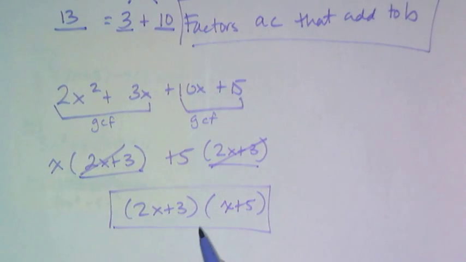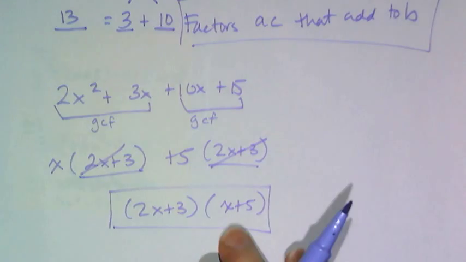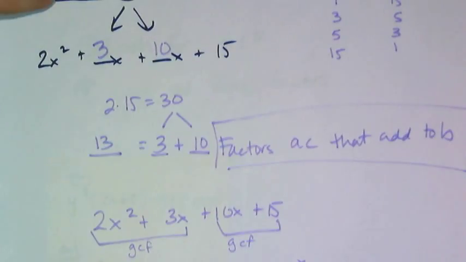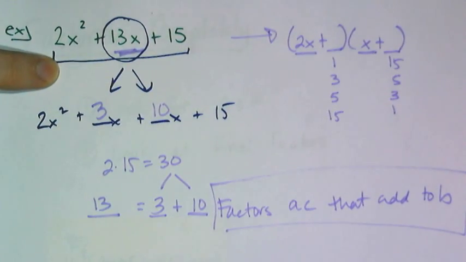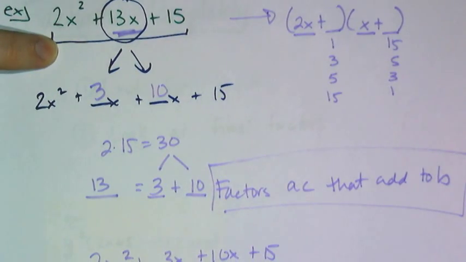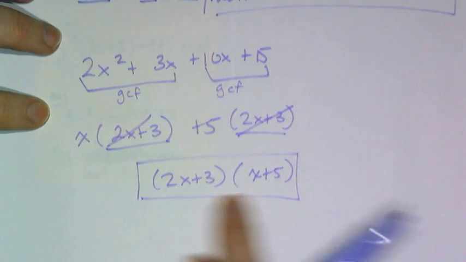And if I want to double check this, I can. I can type this into my calculator as y1, and I can type this one as y2, graph them and make sure my tables are identical, or I can just quickly multiply this out.